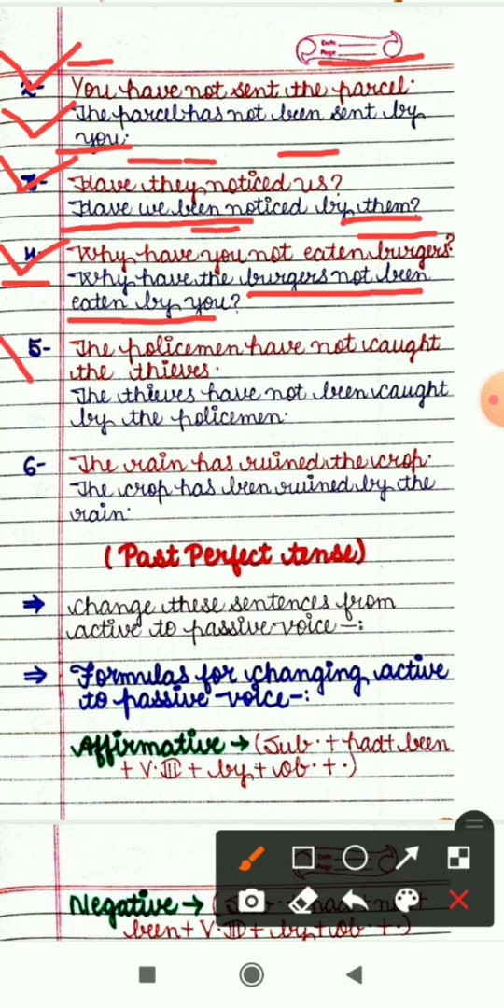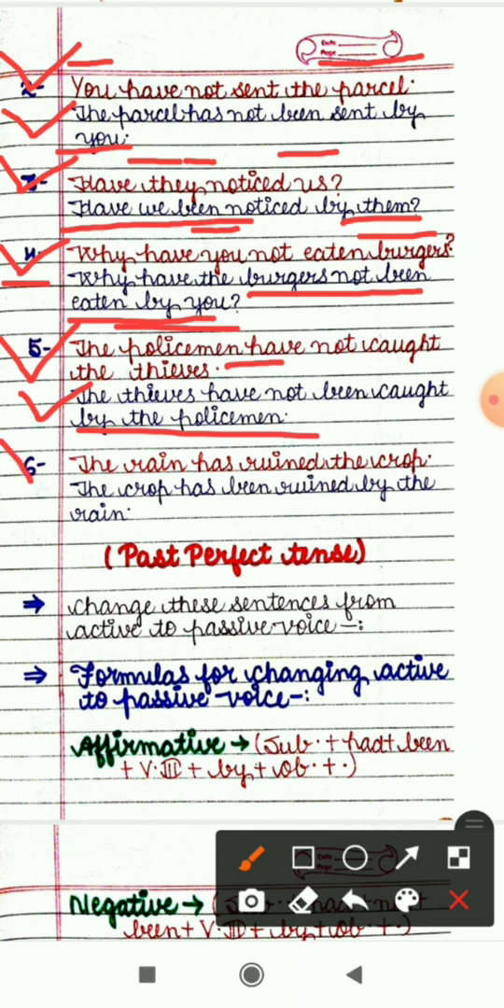Fifth sentence is the policeman have not caught the thieves. Subject is the policeman and the object is thieves. That means our new subject will be thieves, which is plural, so we will use have with it. The thieves have not been caught by the policeman.